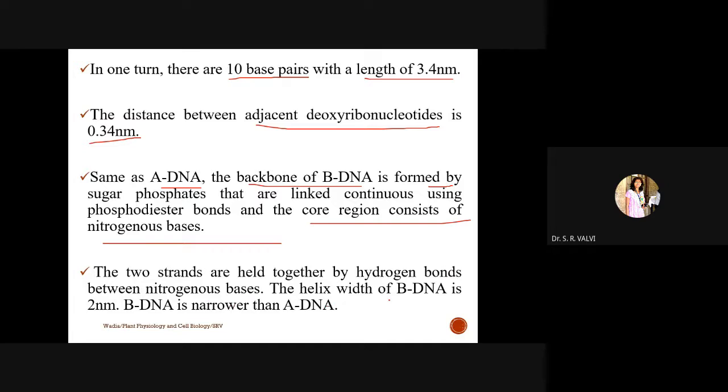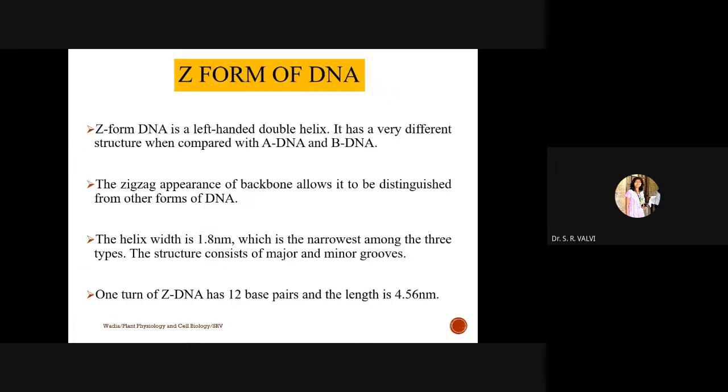The helix width of B DNA is 2 nanometer. In the previous form the width was larger. Here, 2 nanometer is the width, and B DNA is narrower than A DNA. A DNA is wider as its width is larger, and here B DNA width is less, that is 2 nanometer, and hence it is narrower than A type of DNA.